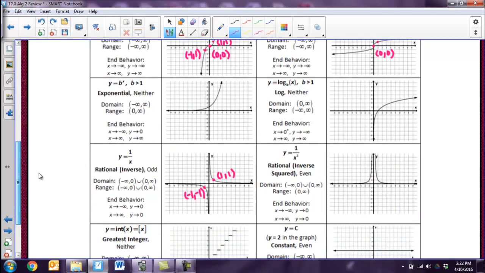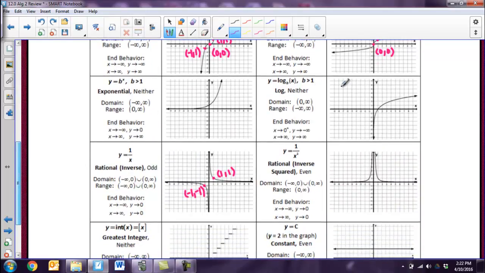Now, the one thing about exponential and log functions is there's not actually a parent function, but you do need to know the shape of the graph. So if you notice here, they said that the parent function is b to the x. For this graph, they've actually just graphed, it looks like, 2 to the x. And then over here they did log base 2.